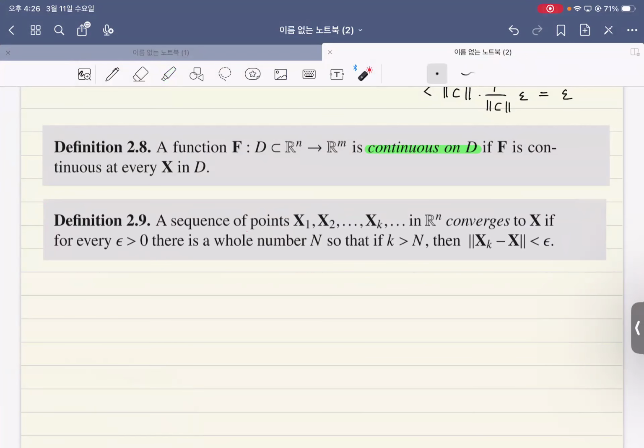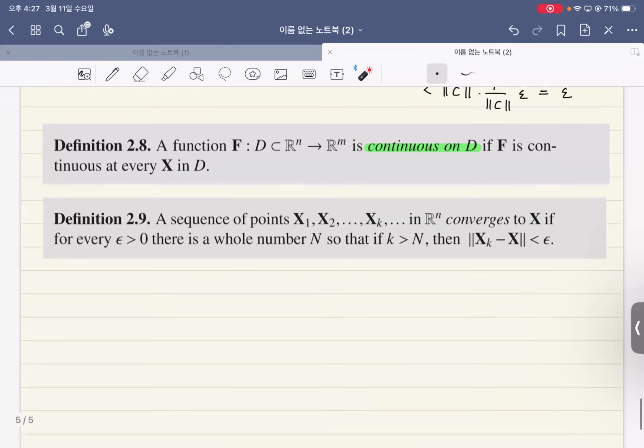Well, in freshman calculus, you know the sequence of numbers. But this is the multivariable calculus course, so we have not a sequence of numbers, but a sequence of vectors. So the x1, x2, xk, they are all vectors. And the sequence of vectors is said to be converging to a point x if for every epsilon, you can find an integer n so that if the index of this term is greater than this n, then xk minus x is less than epsilon.